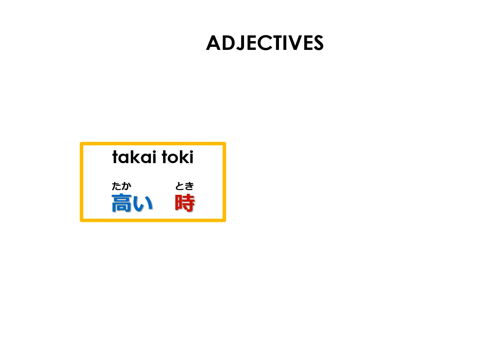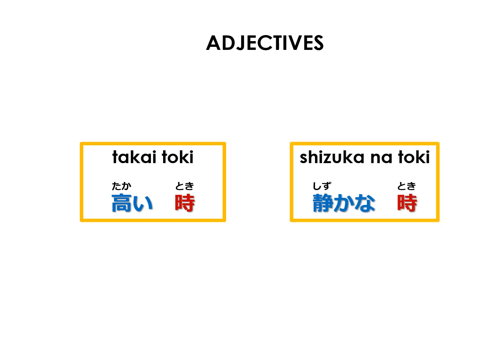Next, we look at the use of toki with adjectives. I-adjectives are put directly in front of toki. For example, takai toki, when it's expensive. And for na-adjectives, the adjective has to be in the na form. For example, shizukana toki, the time when it is quiet.